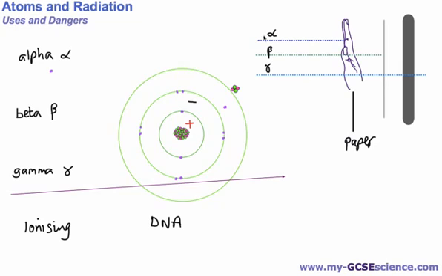This becomes a problem, in fact, when alpha radiation actually gets inside the body. If it manages to get inside the body, you're going to get a lot of ionization of cells, and that's where it becomes very dangerous.